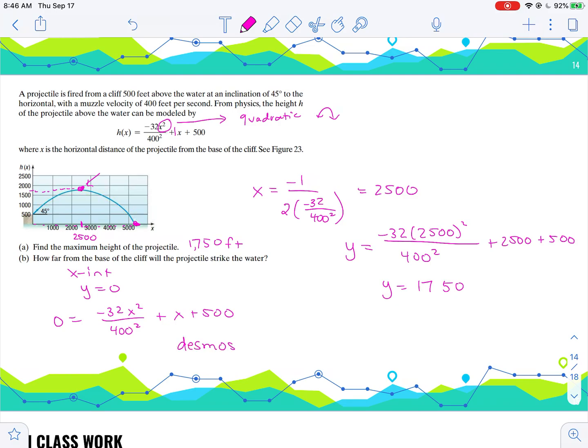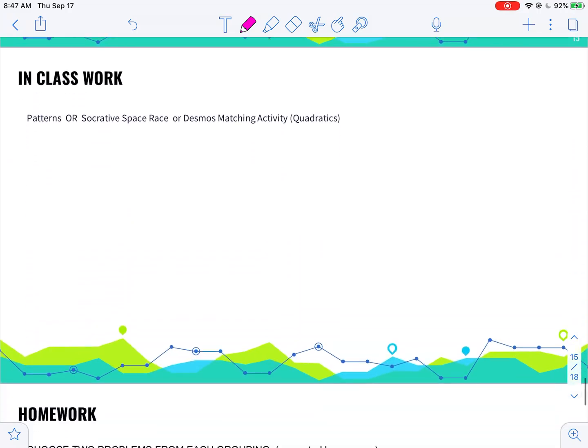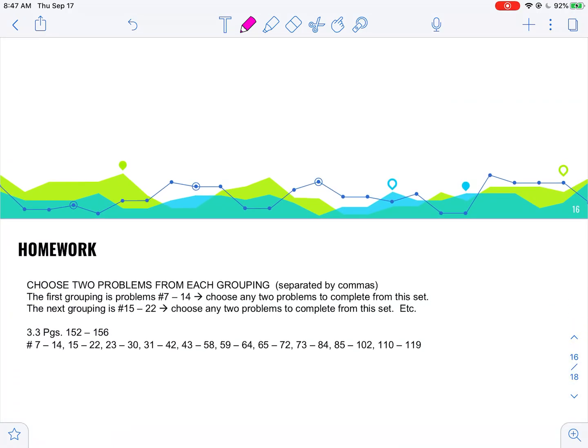I'm going to say this probably doesn't factor, so we're just going to use our graph, or if we were to graph this on Desmos, we could find the x-intercept on Desmos. We will relearn the quadratic formula later, I'm sure, but if you forgot it, it's x equals the opposite of b plus or minus the square root of b squared minus 4ac, all over 2a. And that's how we could find that x-coordinate. So the a is negative 32 over 400 squared, the b is 1, and the c is 500.